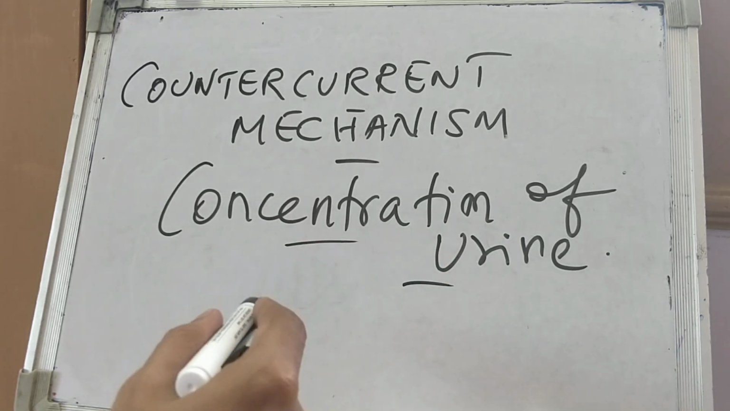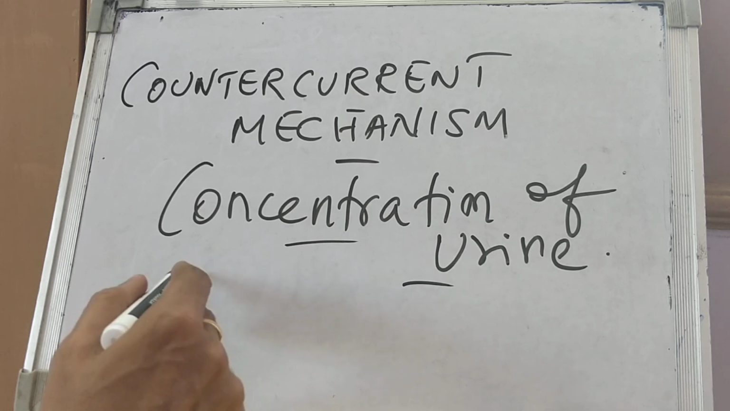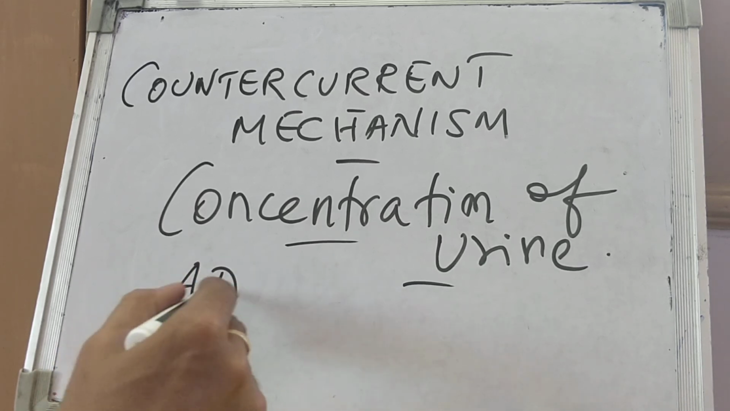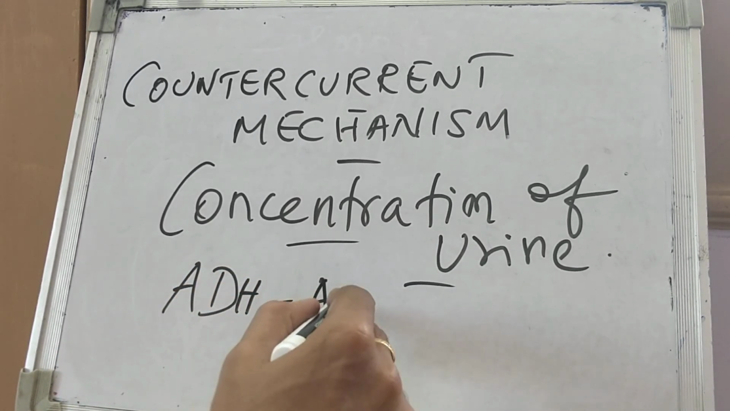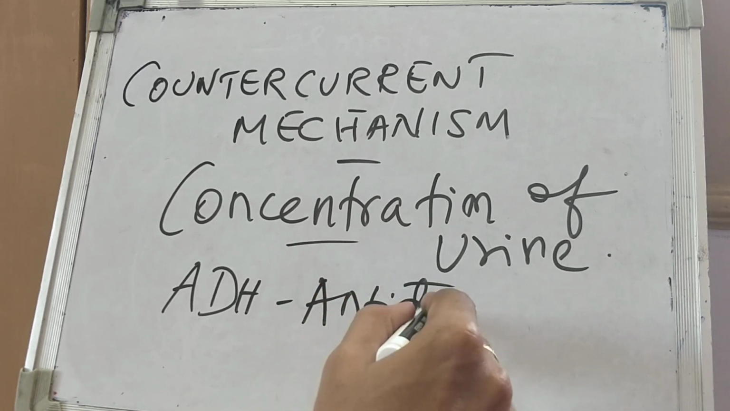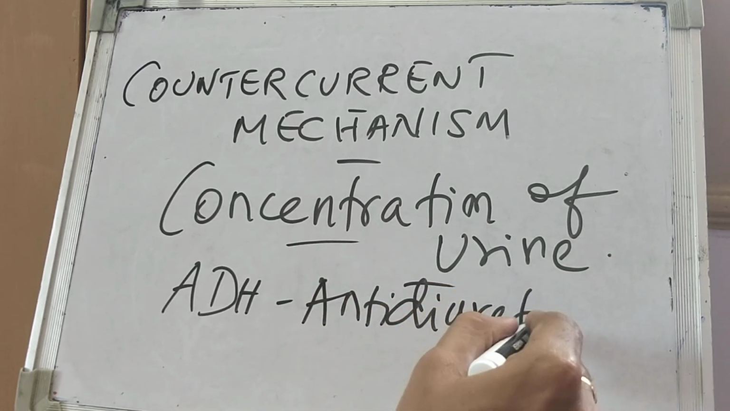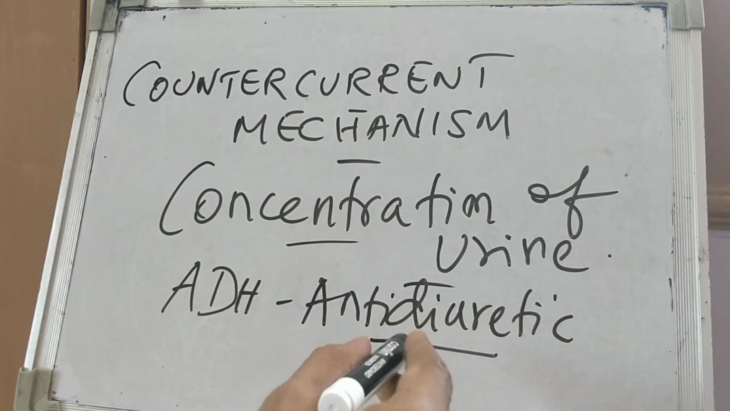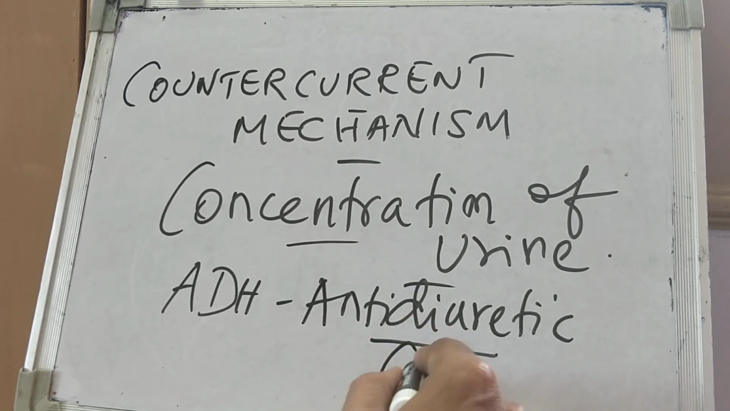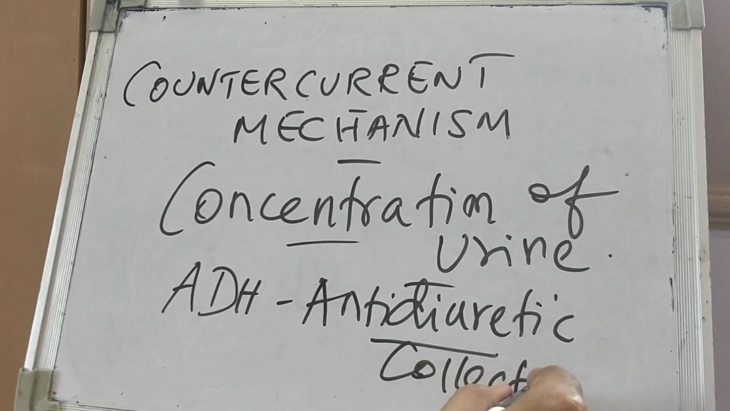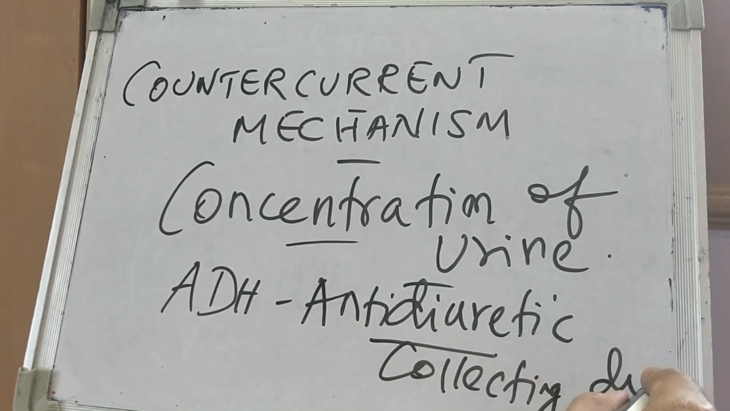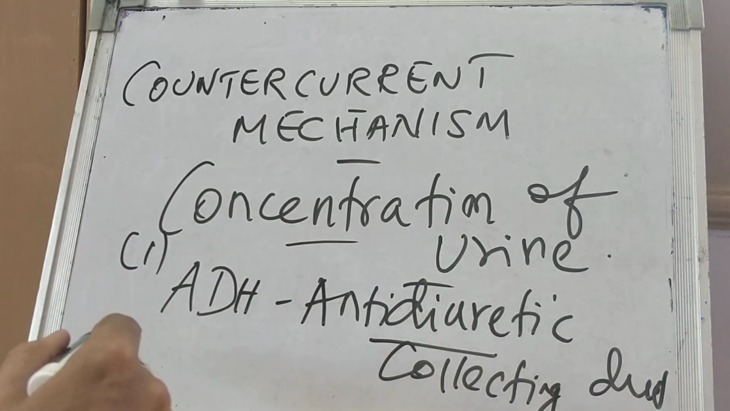So for the concentration of urine, we require two important factors. One is the ADH, that is anti-diuretic hormone. So this anti-diuretic hormone is secreted from the posterior pituitary, and this hormone increases the water reabsorption in the collecting duct. This is the first important factor.